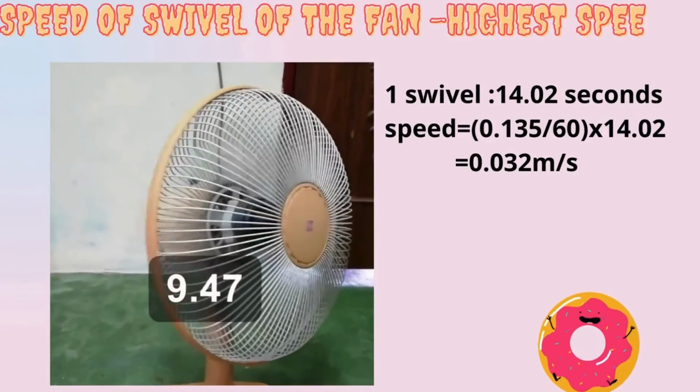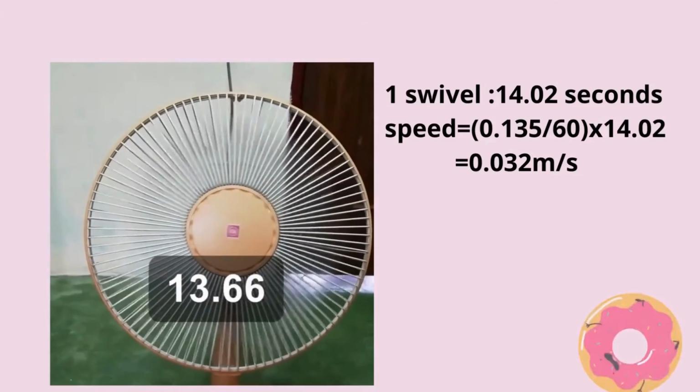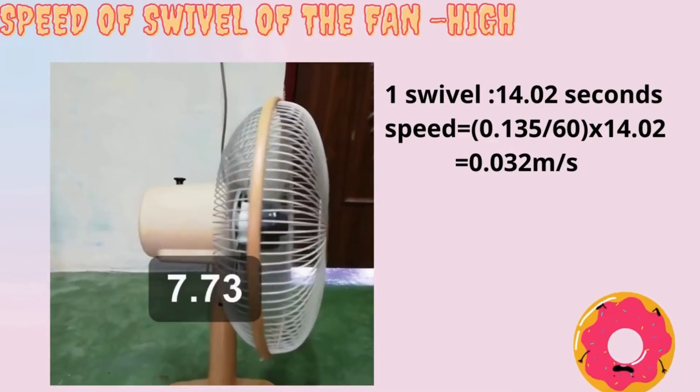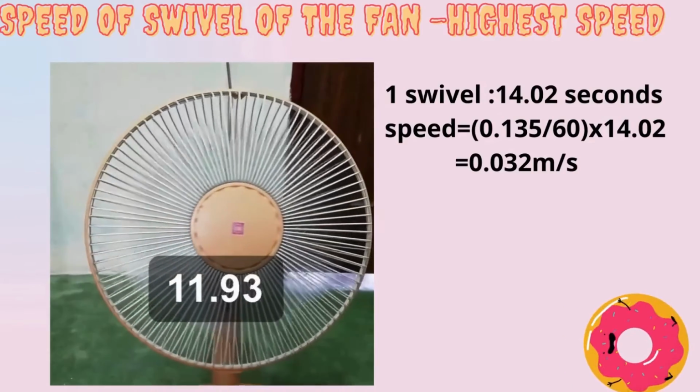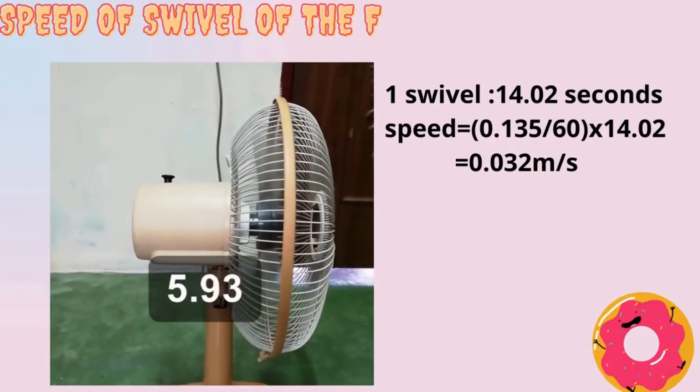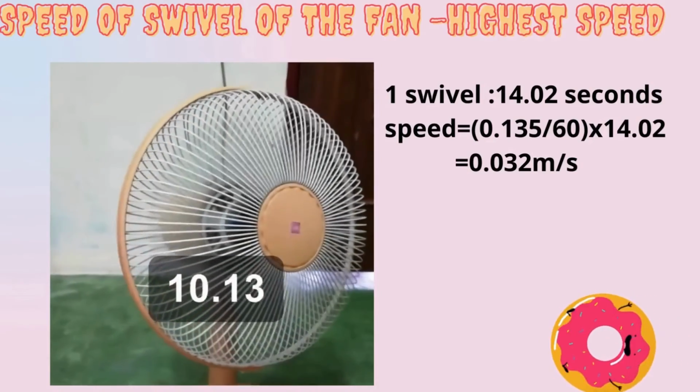For the higher speed, the time taken for one swivel is quite fast, which is 14.02 seconds. To obtain the speed, we need to multiply 0.135 divided by 60 times 14.02 seconds, equal to 0.